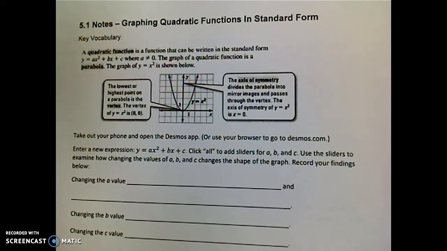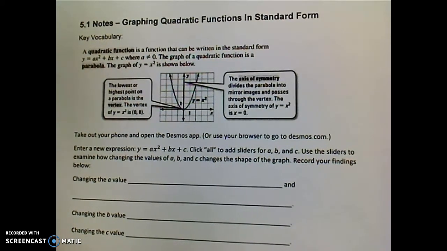Today we begin Chapter 5, and we'll start looking at graphing quadratic functions in standard form. First, let's knock out some vocabulary. A quadratic function is a function that can be written in the standard form y equals ax squared plus bx plus c, with the condition that a is not equal to 0. If a was 0, the x squared term would drop out and you'd have a linear function.